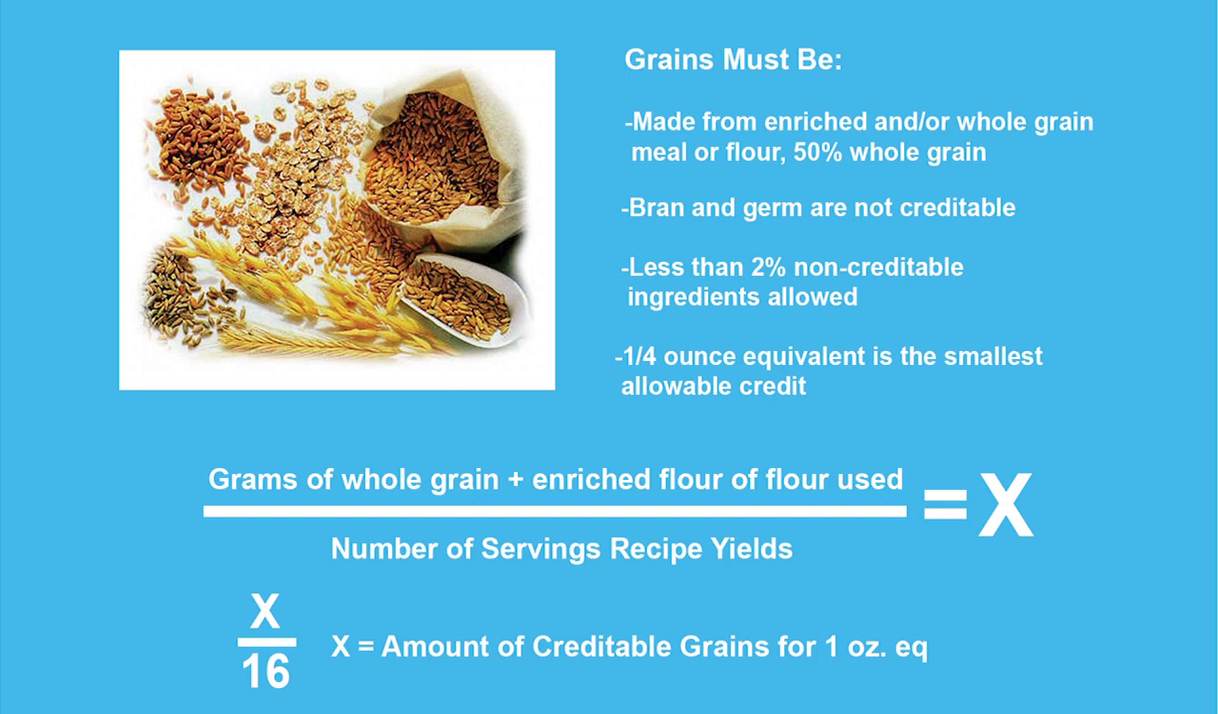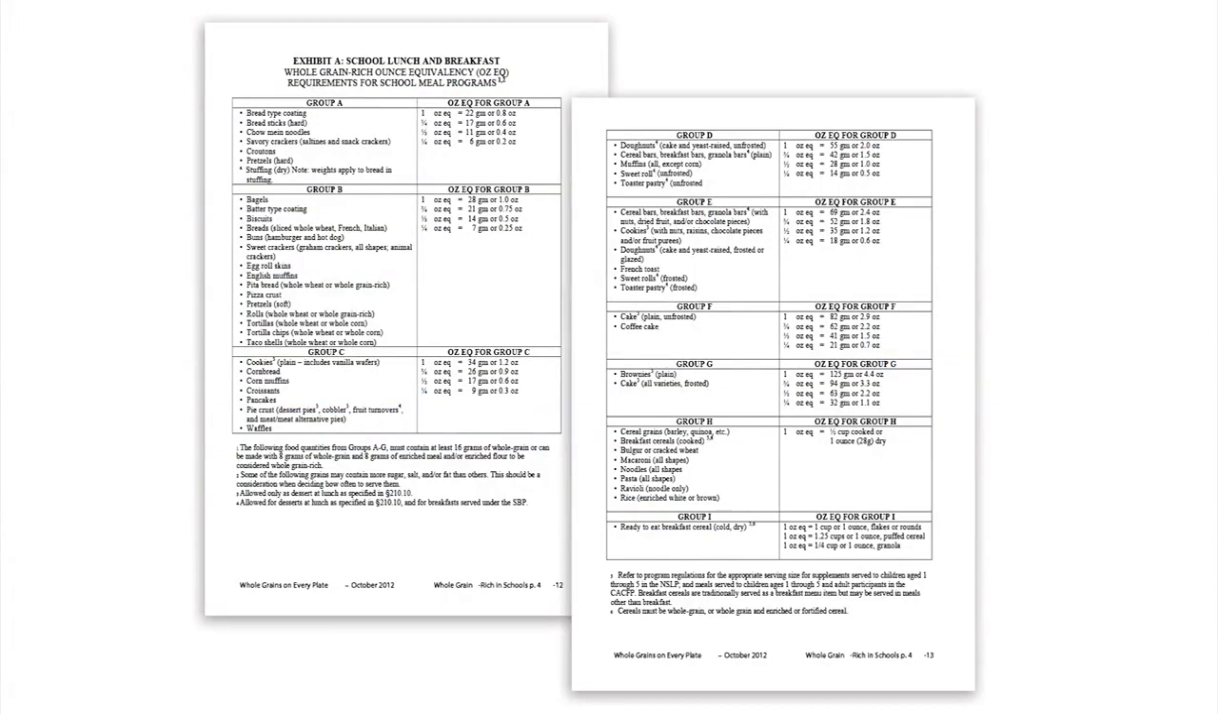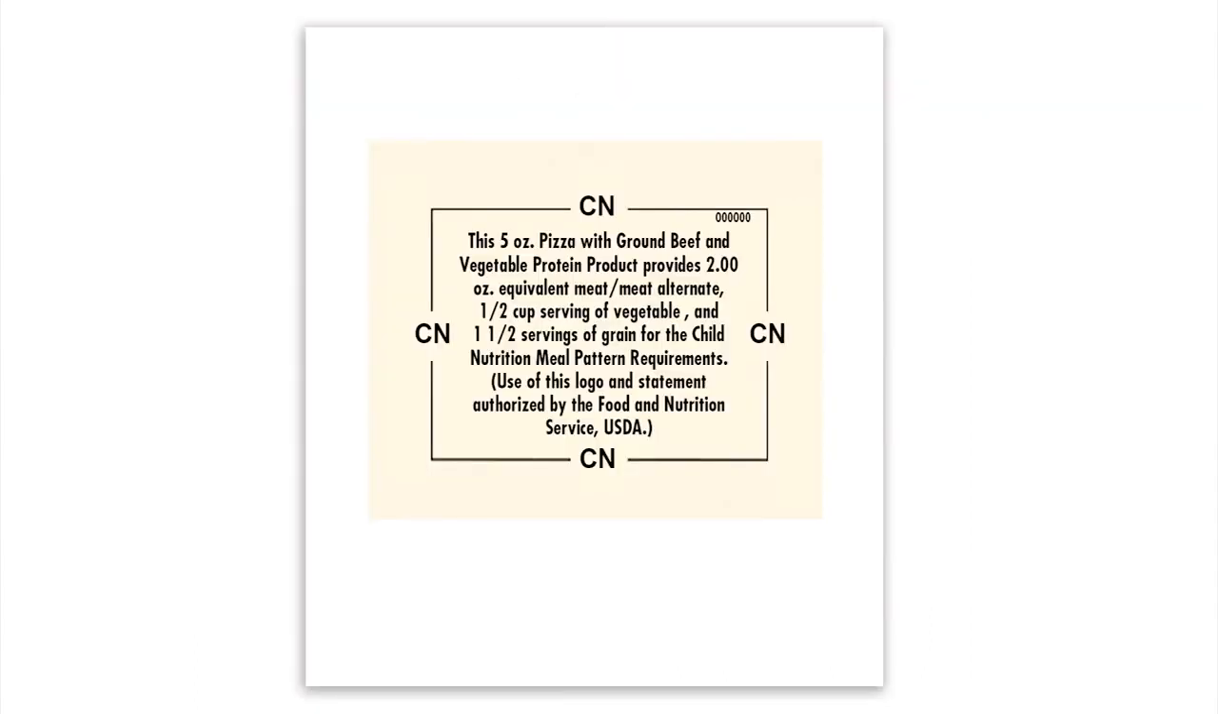1/4 of an ounce equivalent is the smallest amount allowable to be credited toward the minimum quantities of grains specified in program regulations. The contribution of grains in a recipe or product formulation may be calculated to determine the number of ounce equivalent grains the recipe provides, based on 16 grams of creditable grain ingredients per ounce equivalent. Determination of crediting can come in several ways. You can compare the product weight to the updated Exhibit A attached to USDA Memorandum SP 30-2012, or refer to the child nutrition label if available.